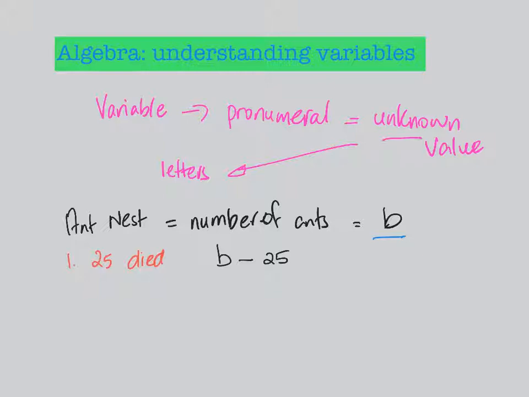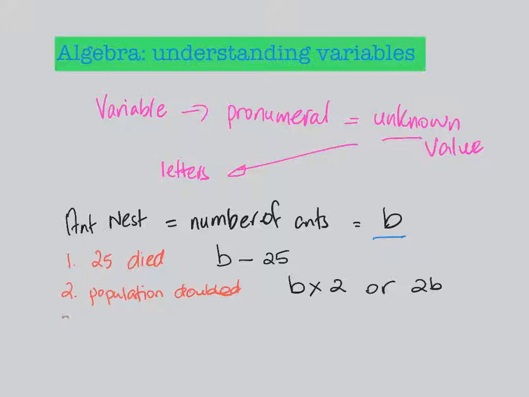Let's say number 2, we wanted to express that the population of the ants doubled. How would we express that as a mathematical equation or expression? Again, B is our nest, but because we want to double it, it's actually times by 2. So we could go B times 2, or better still, 2B. They mean the same thing.